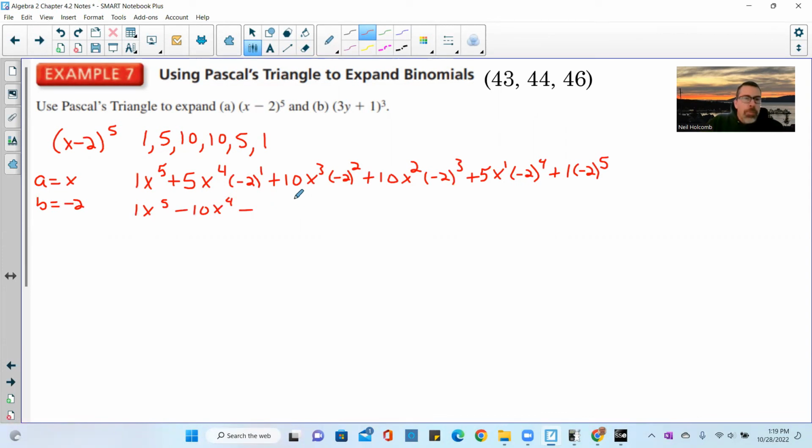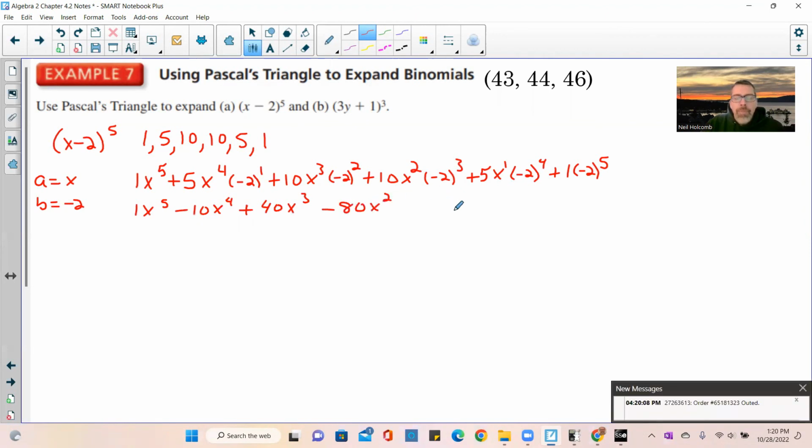And actually that's plus. Because my powers, it's going to alternate. Negative 2 squared. So always do your power first. Negative 2 squared is positive 4. 4 times 10 is 40x cubed. Okay. Negative 2 to the third power is negative 2 times negative 2 times negative 2, which is negative 8 times 10, which is negative 80x squared.